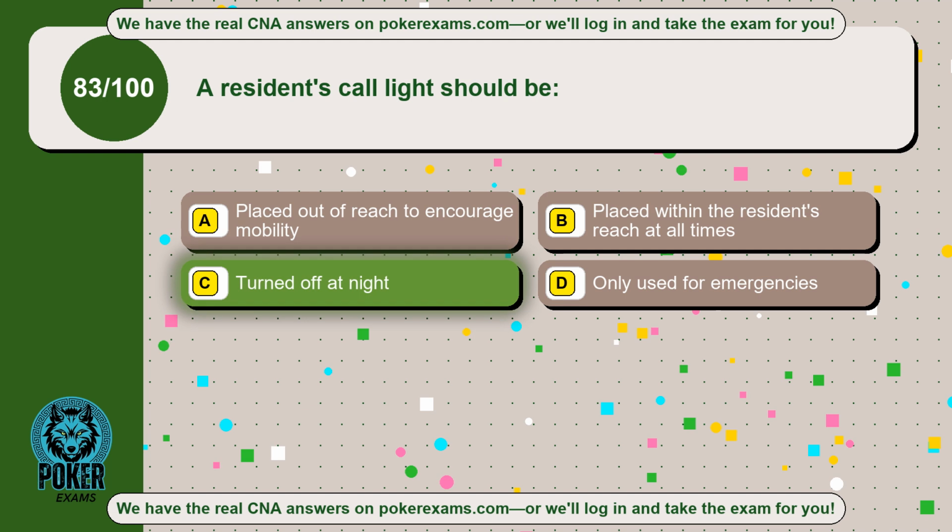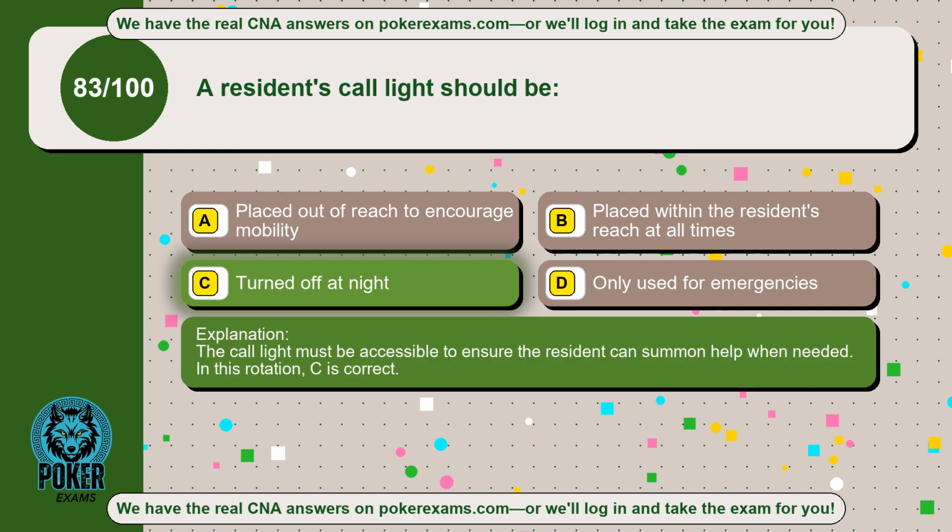The correct answer is option C: turned off at night. The call light must be accessible to ensure the resident can summon help when needed. In this rotation, C is correct.